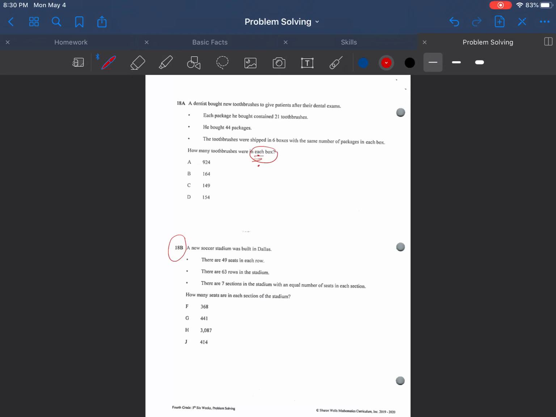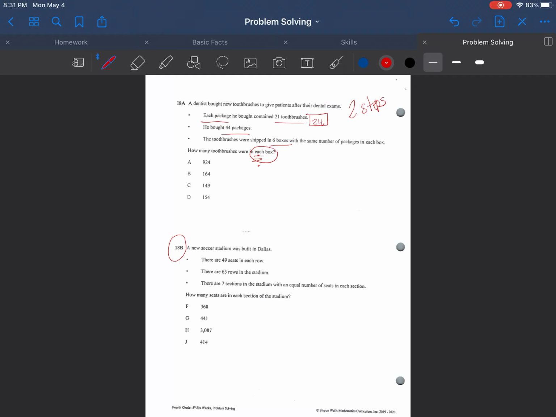Notice the word box, and they're asking for how many toothbrushes were in each. So that's a clue word that means division. But if you notice, we have 3 numbers. So this means we're going to be doing 2 steps. So I'm going to start with the first bullet.